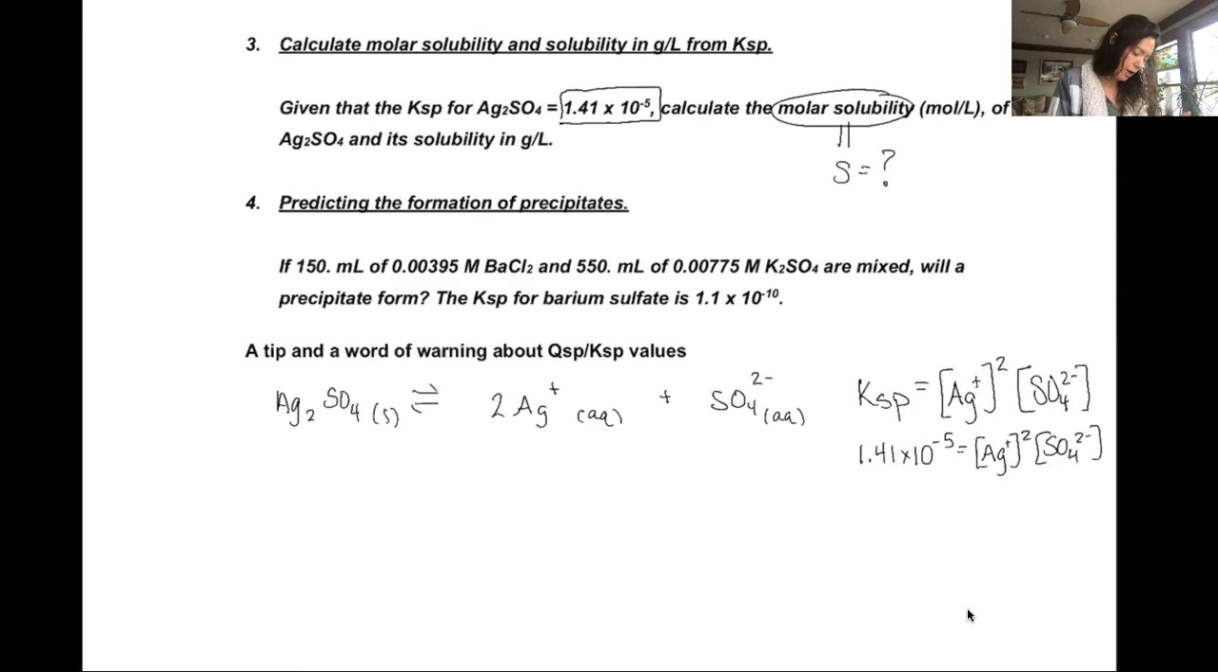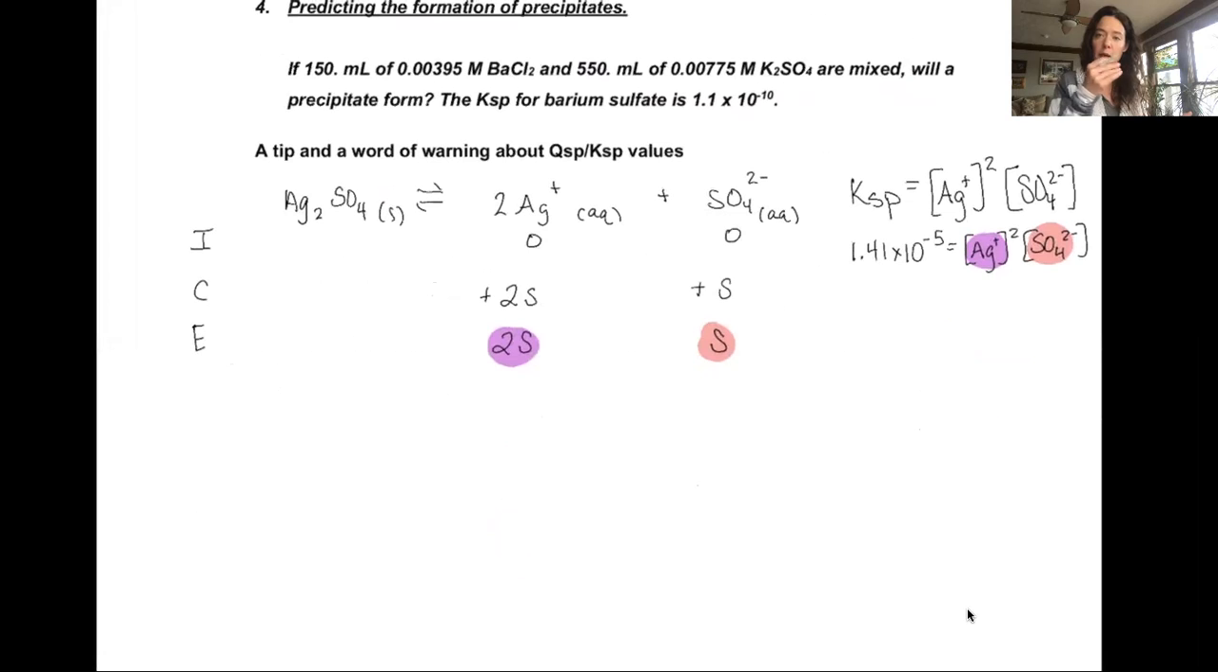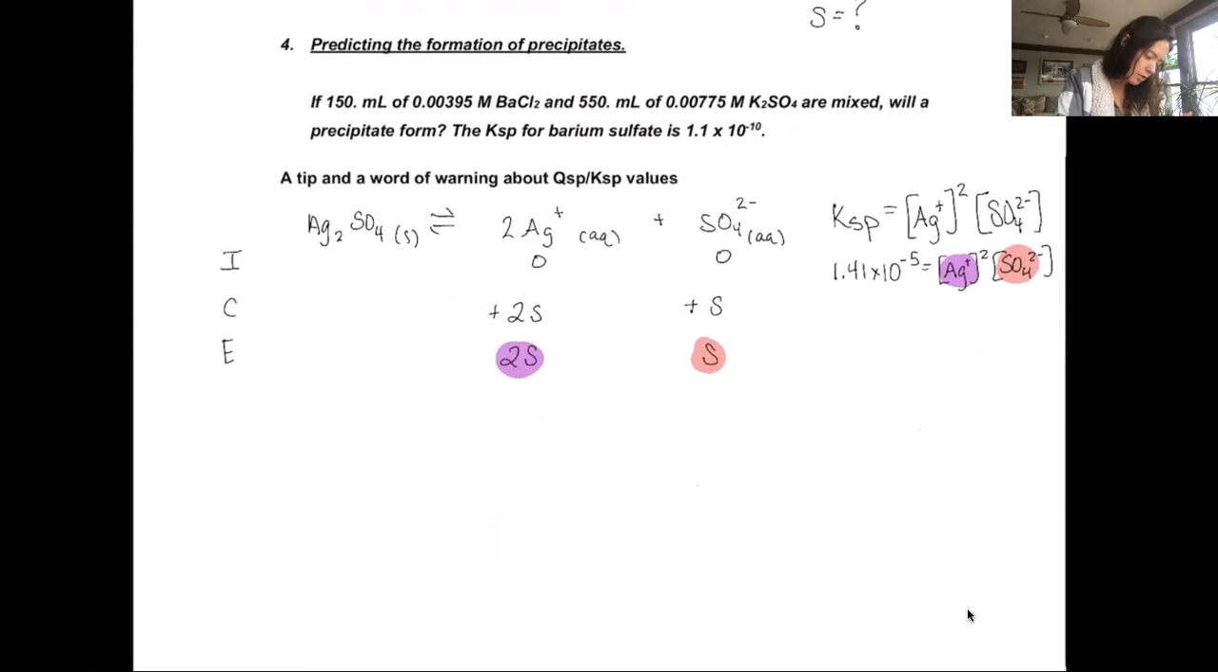All right. Well, let's go to our ICE chart. I don't usually write all this out for Ksp, but there is none of this initially. We will gain 2S. We will gain 1S. At equilibrium, this will be 2S, and at equilibrium, this will be S. That goes there, and that goes there. You may see that more quickly than others and maybe be able to bypass a few steps. That's kind of up to you.